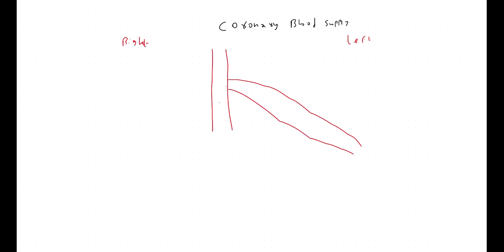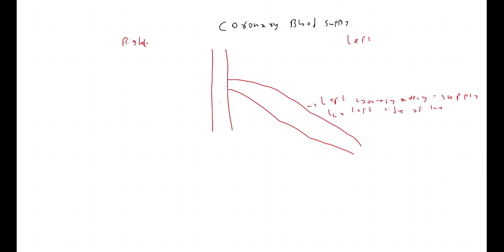So the left coronary artery is there. Now the left coronary artery is going to divide into two branches. What is the role of the left coronary artery? The role of the left coronary artery is to supply the left side of the heart.